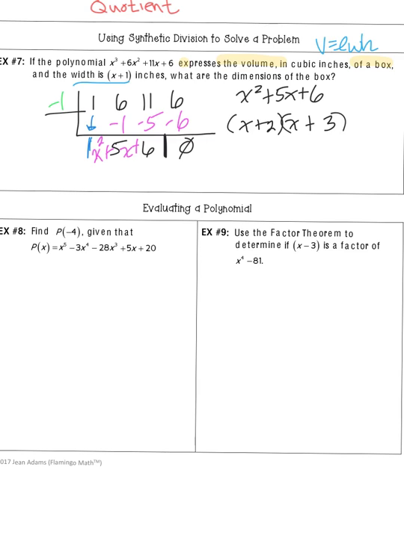So what are the dimensions of the box? Therefore, the dimensions are x plus 1, that's the original dimension for what they gave us, x plus 2, and x plus 3.